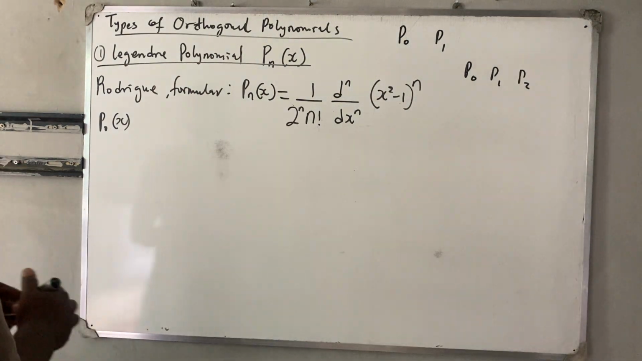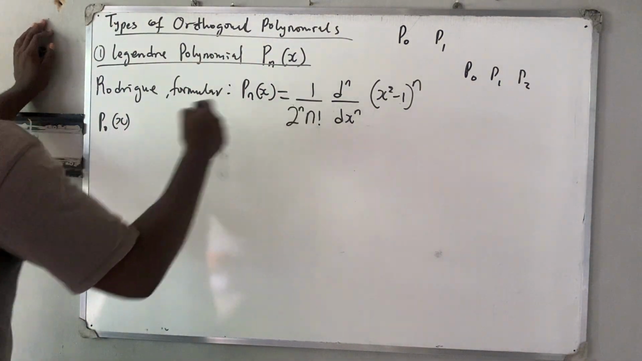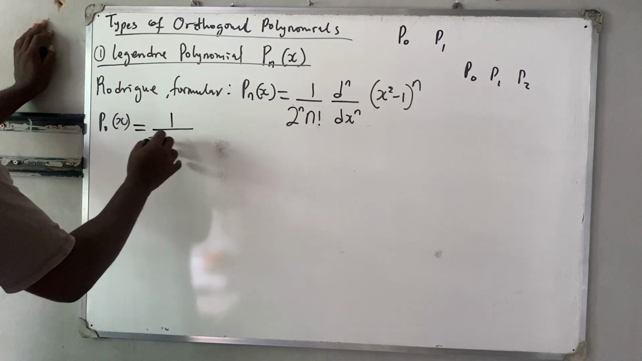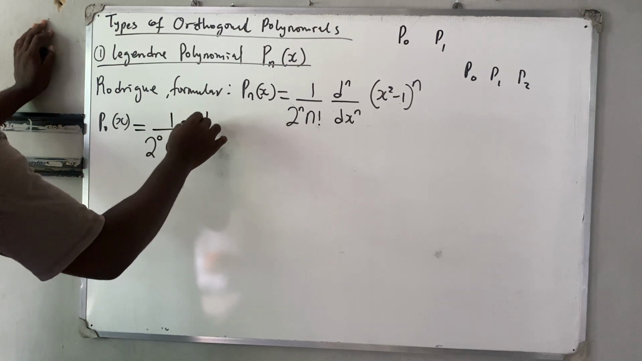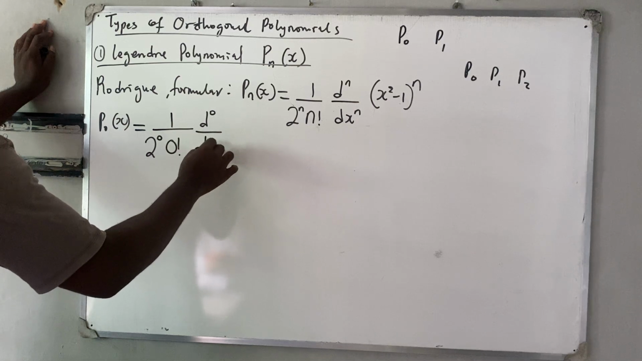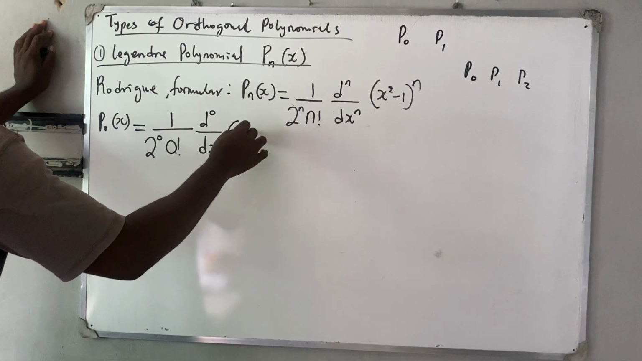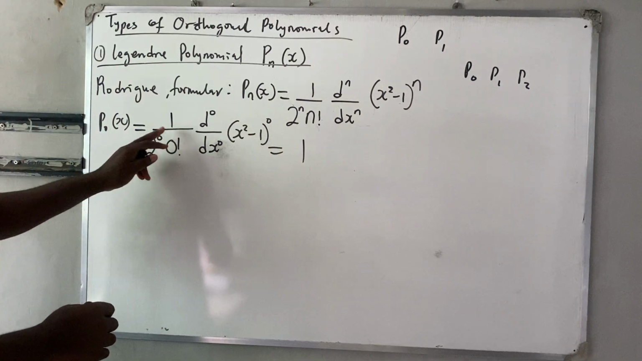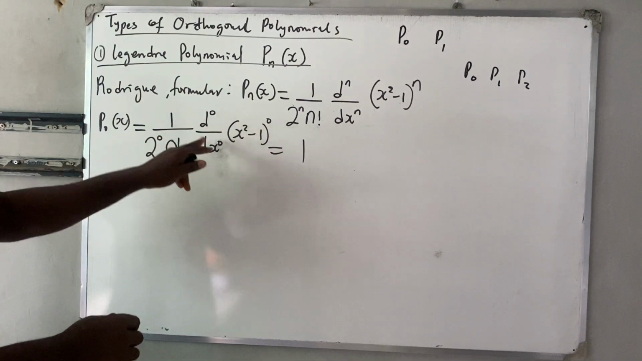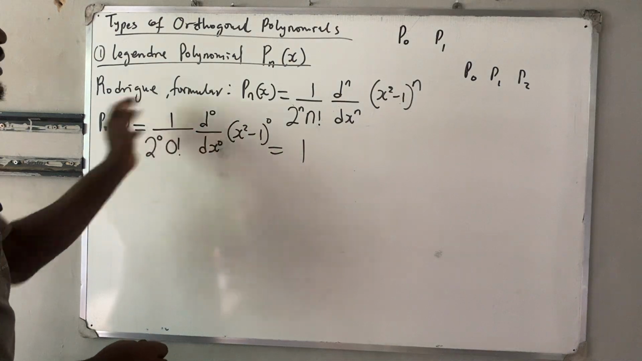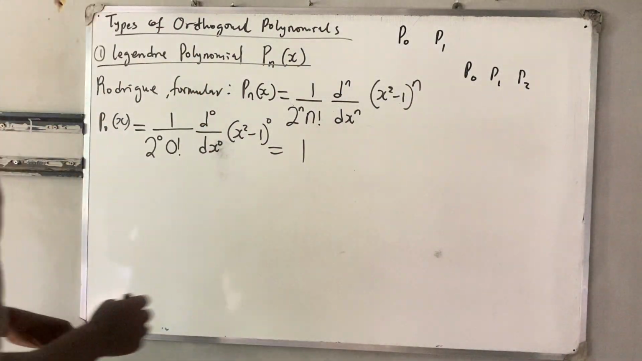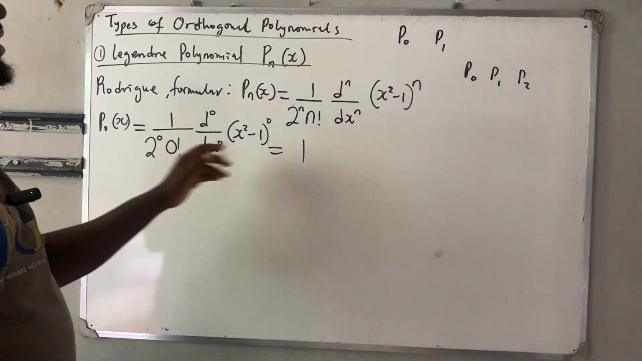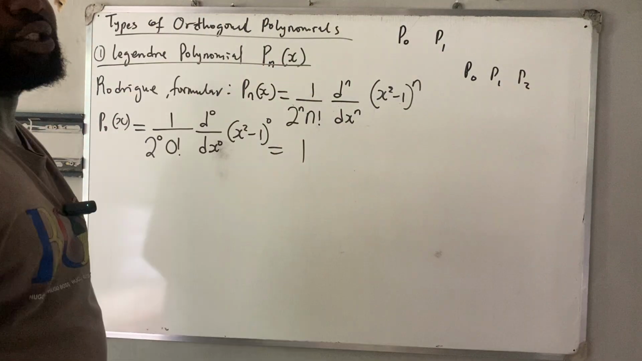So let us find it. For P_n(x), anywhere you see n, you put 0. So we have 1 over 2 raised to power 0, 0 factorial, d^0/dx^0 of (x squared minus 1) raised to power 0. Obviously, this is 1, because 2 raised to power 0 is 1, 0 factorial is 1, and this raised to power 0 is 1, so everything is 1. So for Legendre, P0(x) is 1. It does not change.